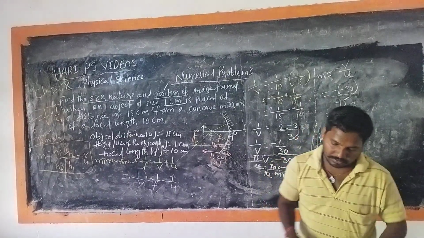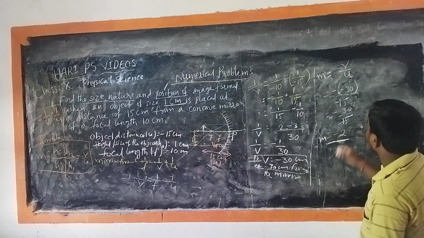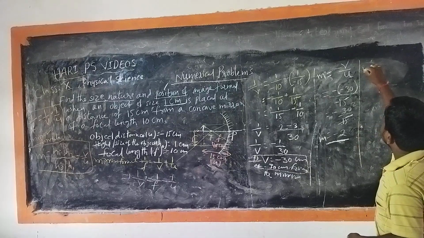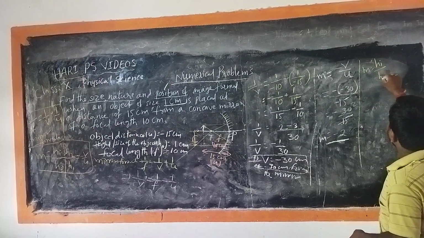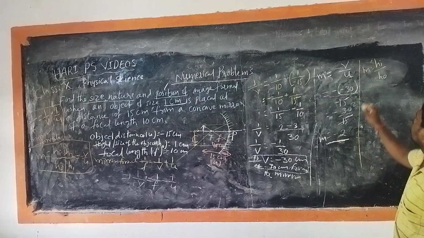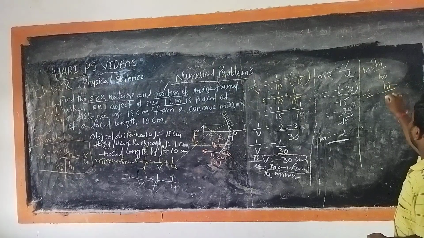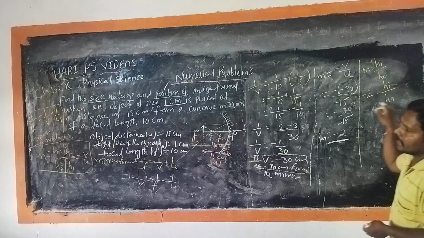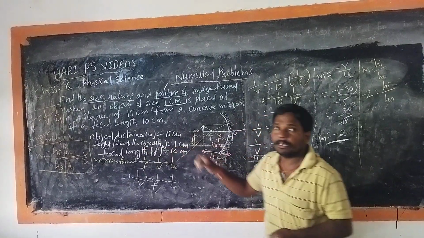Right. Size of the image. So object distance we know, magnification. Then what is the one more relationship here? m is equal to minus hi by ho. Magnification is minus 2, so minus 2 is equal to hi by ho. ho is nothing but the object. What is the size of the object? The height of the object is 1 centimeter.